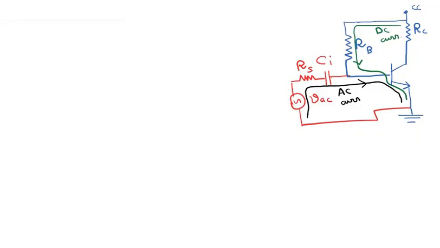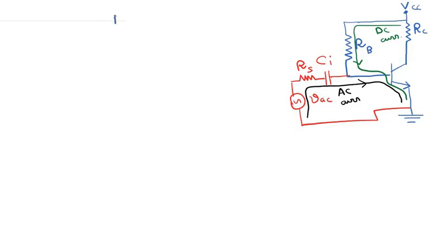Sorry, let me actually draw the entire circuit here. This was our entire circuit which we have actually drawn earlier, and if we want to draw only the base to emitter junction, this is what it actually looks like.